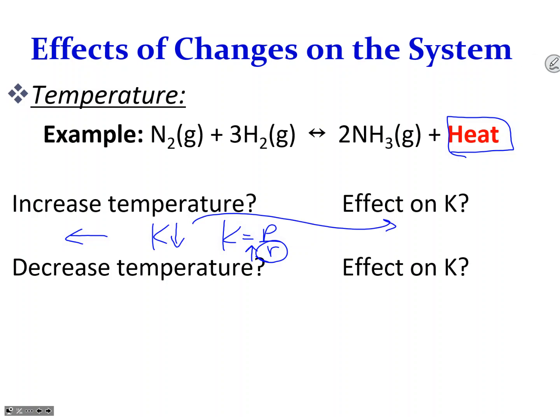Now, a decrease in temperature, which direction is it going to proceed? Right, towards the products. Good. And also here, this time, the numerator, the product number, is going to increase. So what happens to our K? K is going to increase. Correct.